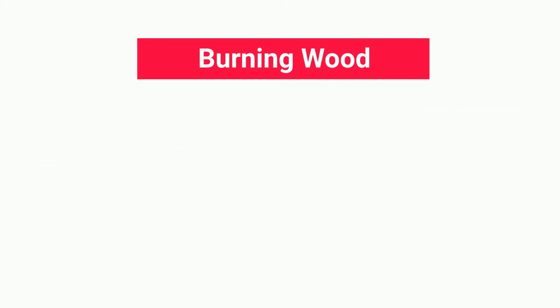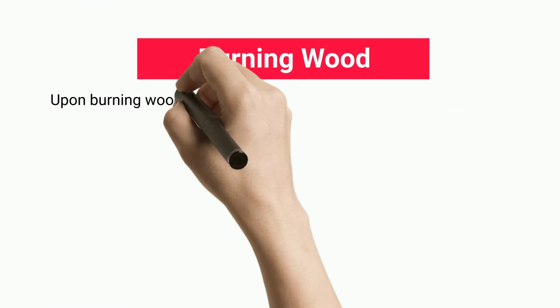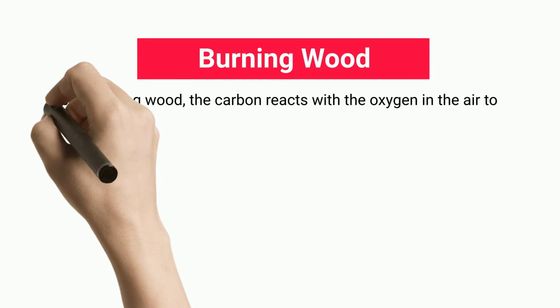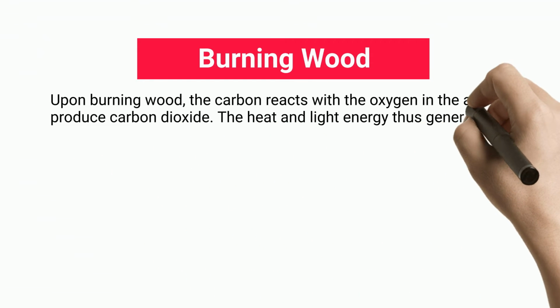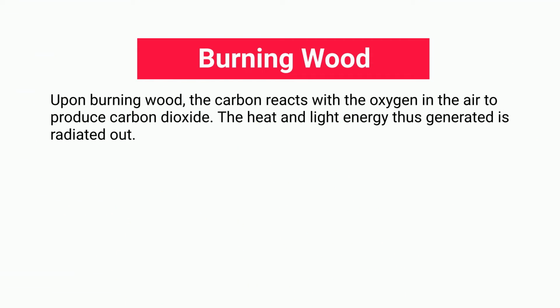Burning wood. Upon burning wood, the carbon reacts with the oxygen in the air to produce carbon dioxide. The heat and light energy thus generated is radiated out.